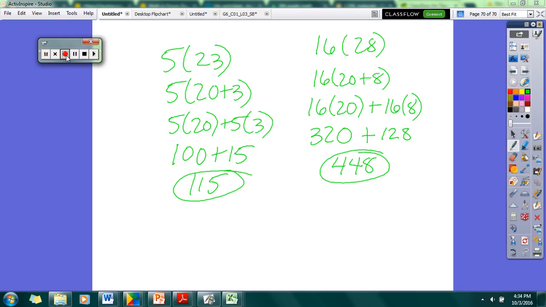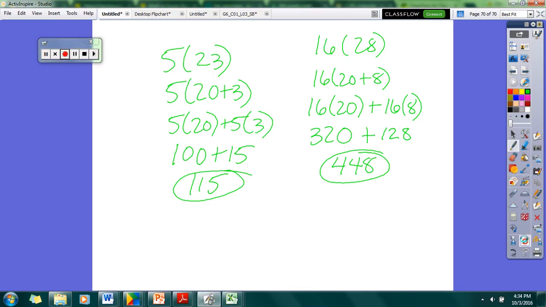When I factor 16 times 28, I'm going to take the 28 and I'm going to split it up between 20 and 8. I'm going to take the 16, factor it to the 20, plus 16, factor it to the 8. 16 times 2 is 32, add a 0. And 16 times 8 is 128. So when I add these together, I get 448.